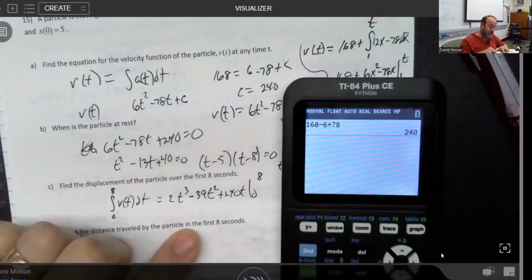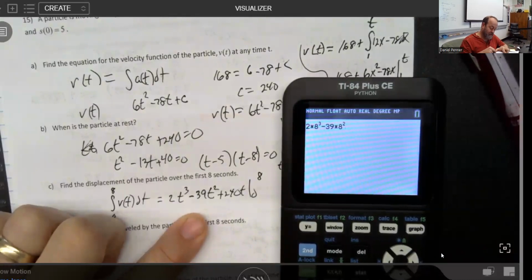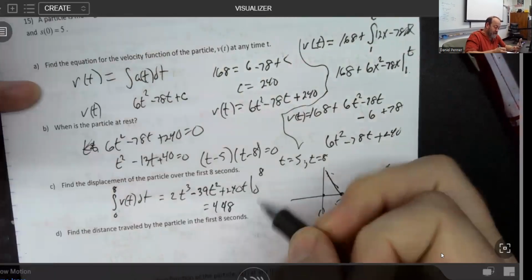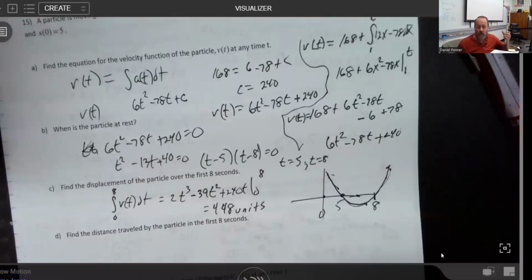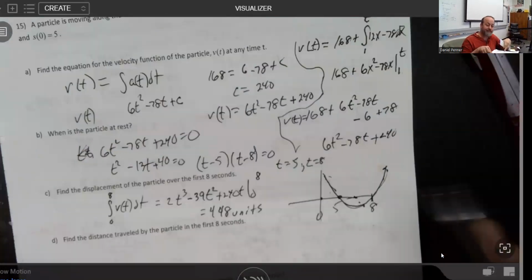So we're just going to have 2 times 8 to the third minus 39 times 8 to the second plus 240 times 8. And all of that gave me the number 448 units. I don't think we have any units in this problem, so it'd be units, meaning it went forward 448 units. So whatever this number was bigger than that one that canceled it out by that.